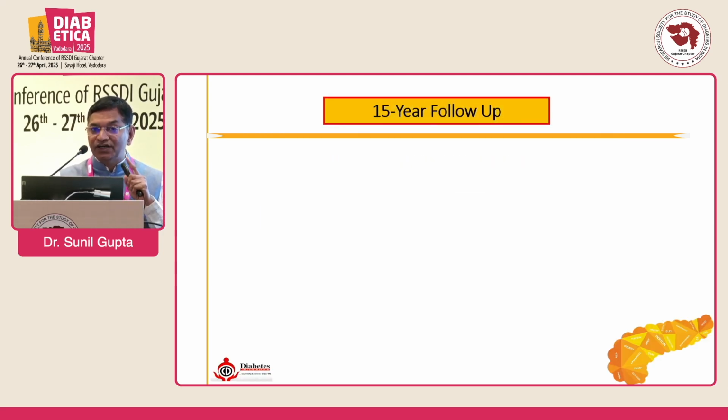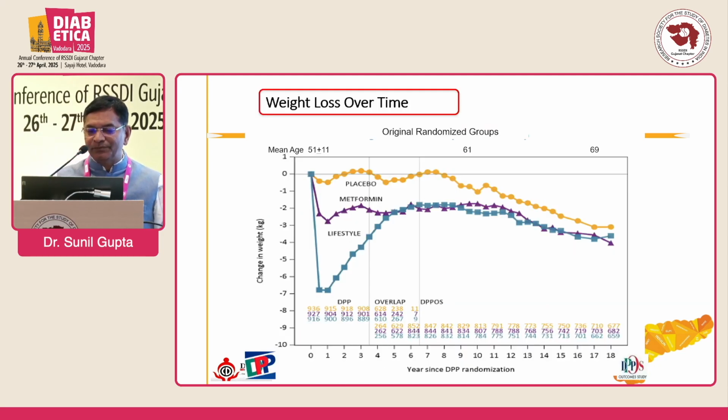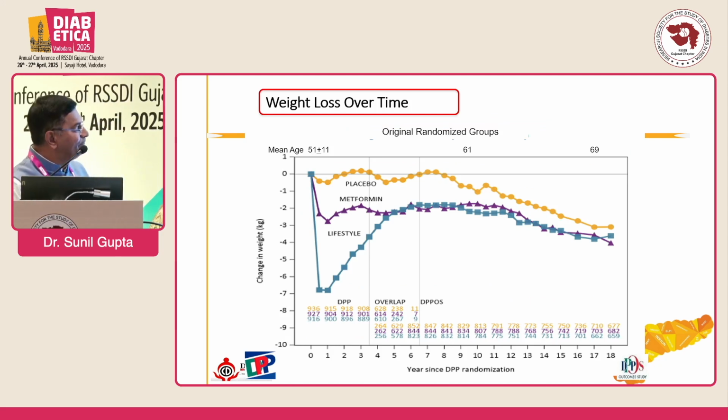And important now, you have 15 years follow-up data, which has interpreted that the lifestyle intervention or metformin significantly reduced diabetes development even over 15 years, but unfortunately there was no significant difference in the prevalence of microangiopathy. So this is a wonderful summary of the DPP trial.